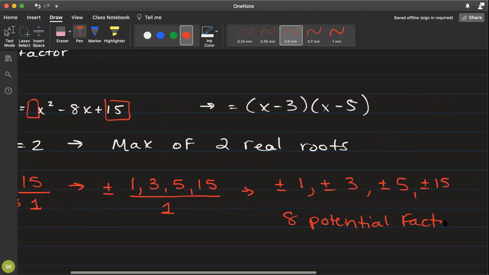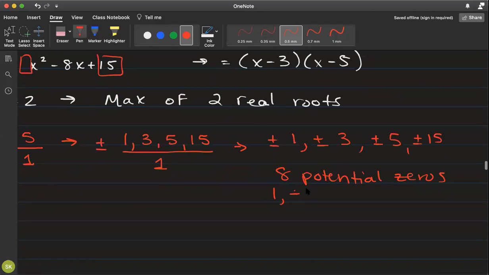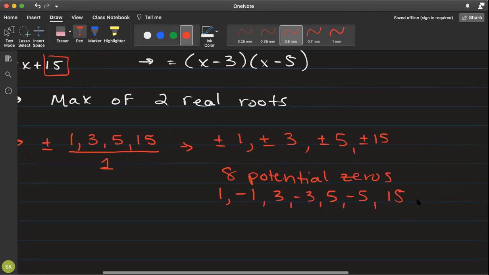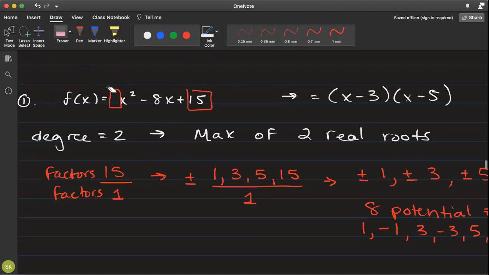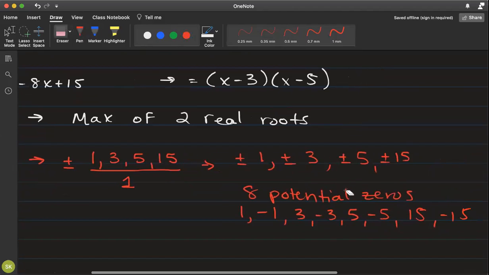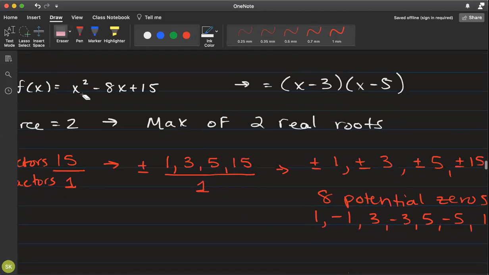I'm going to write them in an expanded form this one time, just so you can see that I have 8 of them. This 1, negative 1. 3, negative 3. 5, negative 5. 15, and negative 15. Now, if you knew nothing about this polynomial function, and you didn't know how to factor it, what you would do is start maybe with any one you want to start with, but you would plug one of these numbers into your function. And if you got 0, then it would be a factor. X minus that number would be a factor.